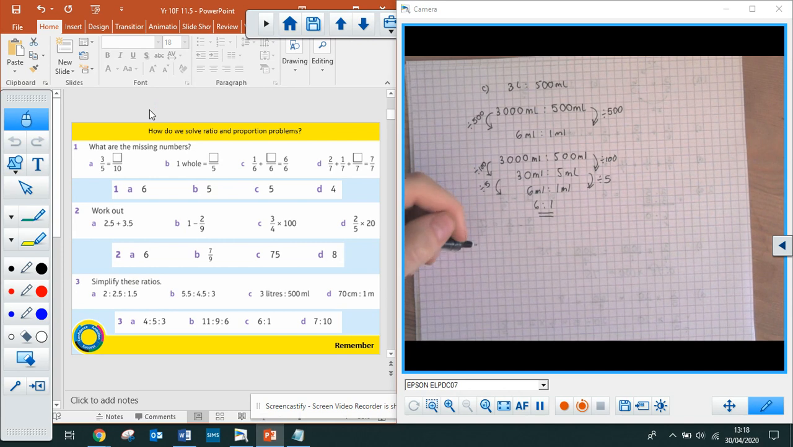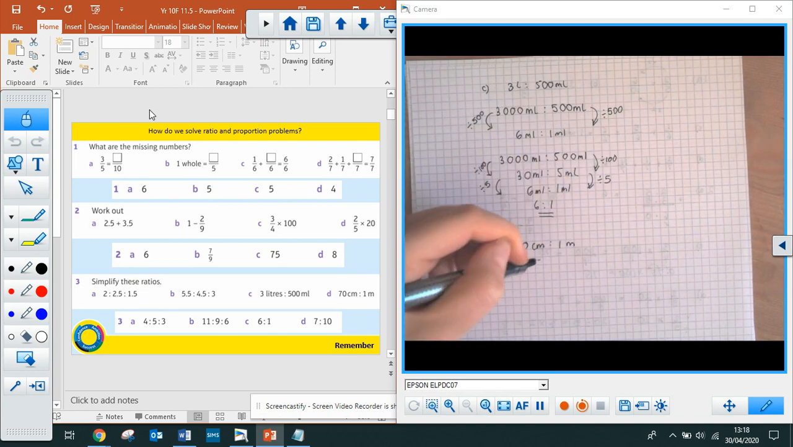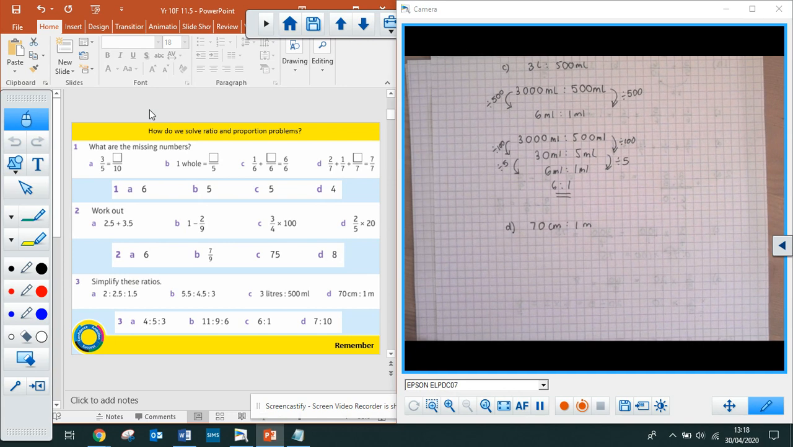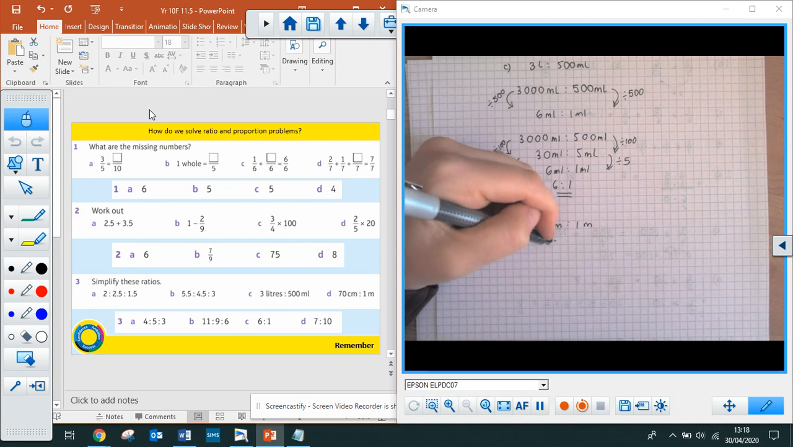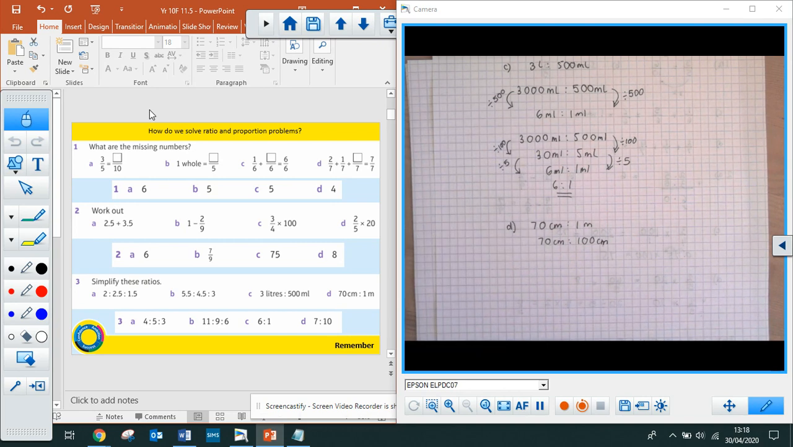Part C, you've got 70 centimetres to 1 metre. Different units of measure, so I need to convert. Okay, I'm going to convert my metres to centimetres. I know there's 100 centimetres in 1 metre, so I've got 70 centimetres to 100 centimetres.